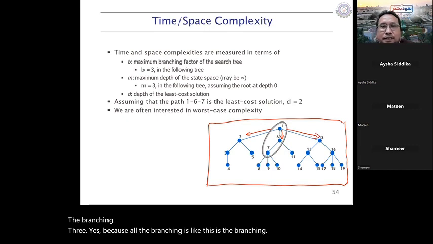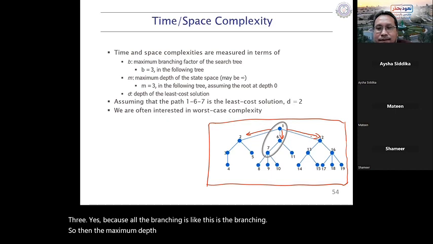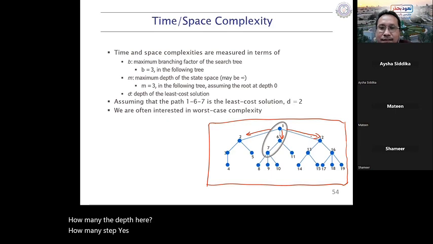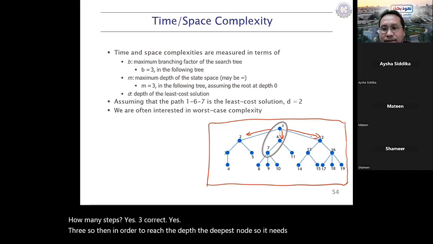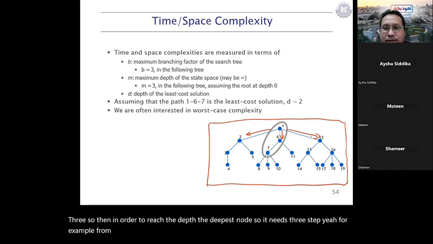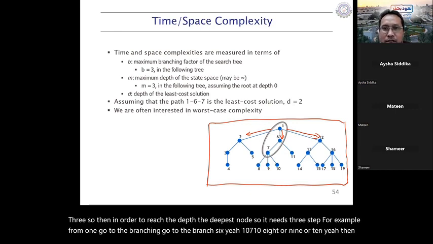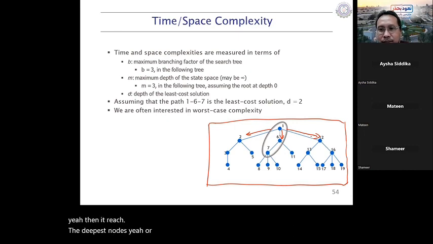Then the maximum depth: how many steps here? 3. Yes, 3, correct. To reach the deepest node, it needs 3 steps. For example, from 1 go to the branch 6, then 7, then 8 or 9 or 10, and then it reaches the deepest nodes. So that is the maximum depth.